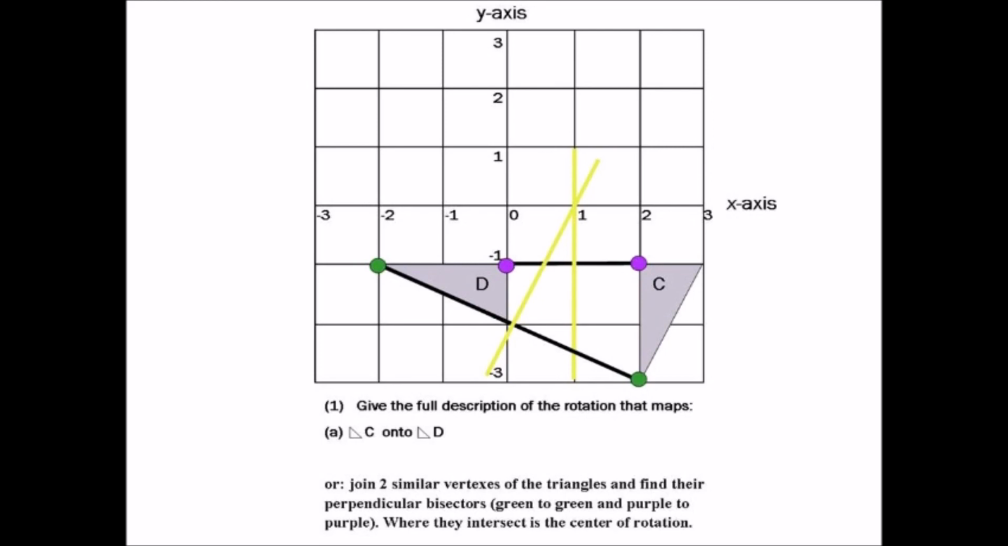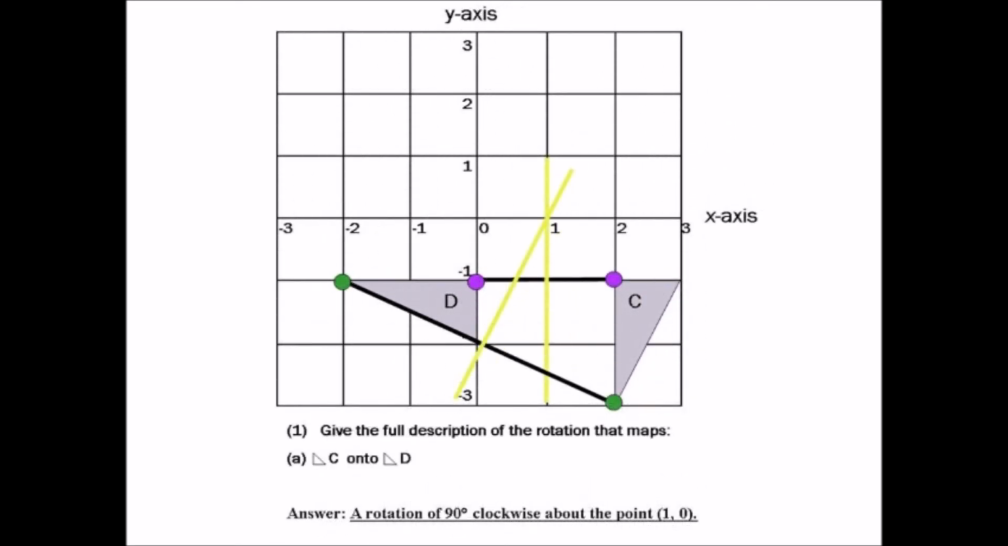That's done. Then you can join any of the other two. So if you go to the tip of the triangle at C, you go to the tip of the triangle at D, along the hypotenuse, and you join those two green points. They correspond, and then you find the perpendicular bisector of that line. So we have the two yellow lines, and once you see where the two yellow lines intersect, that gives you the center of rotation. Again, we ended up with the same answer, but this was the harder way to do it.